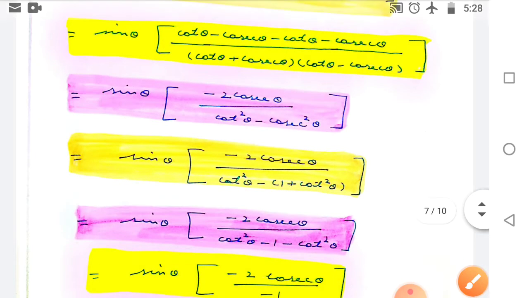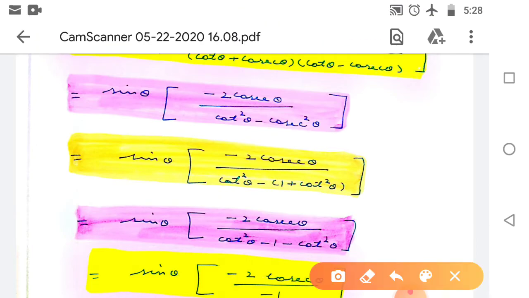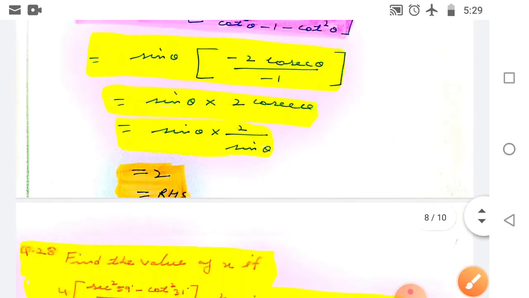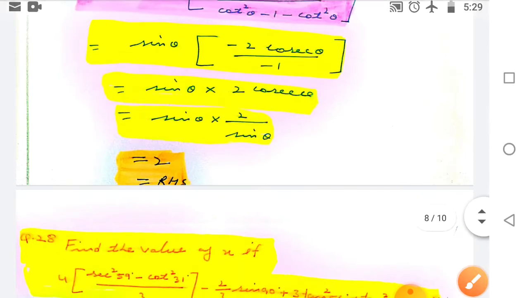Now, instead of writing cosec square theta, we write 1 plus cot square theta. We know 1 plus cot square theta is equal to cosec square theta. So, here instead of this cosec square theta, we write 1 plus cot square theta. So, in the next step, this is gone, and finally, we have sin theta into 2 cosec theta, and instead of cosec theta, you can write 1 upon sin theta, and this is gone, and finally, we get 2, that is equal to RHS, right.